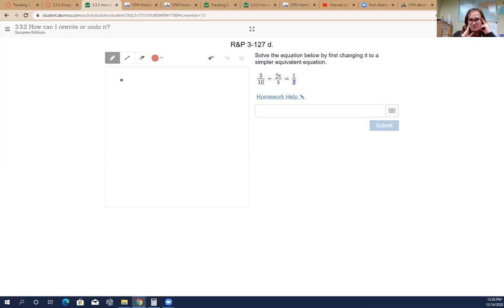How about you, Hayden? Do you have a thought? What's a number that 10, 5, and 2 all go into? 10. Yep, 10. Okay, so we're going to multiply the whole thing, 3/10 plus 2x/5 equals 1/2, by 10.